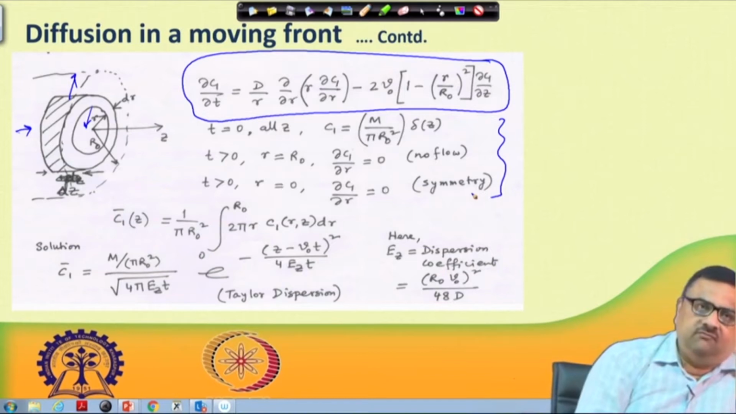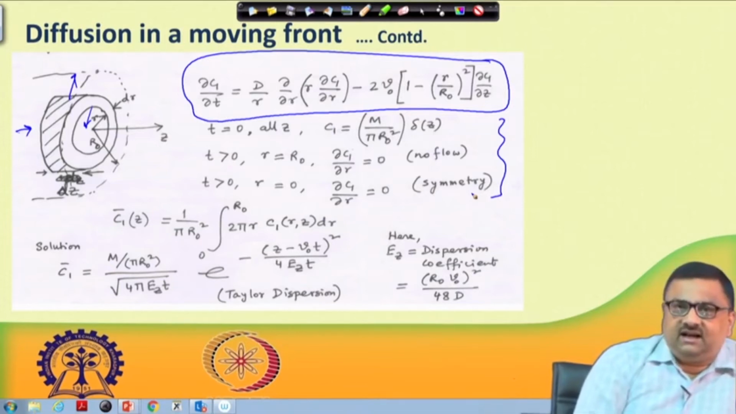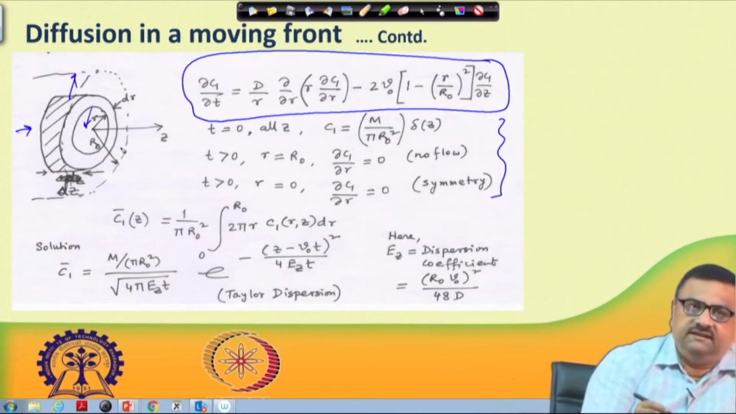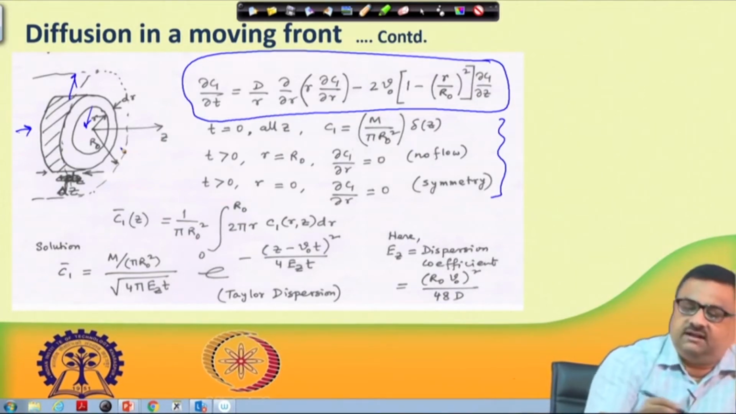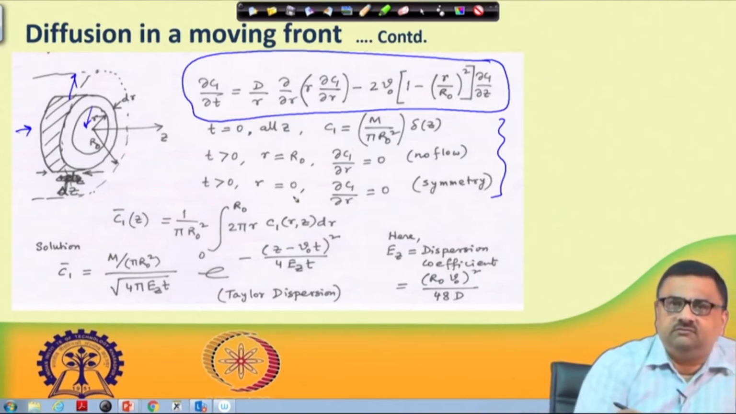At this time we must note one thing: when it comes to a capillary, what we see at the outlet is not the concentration as a function of r, as that is not possible for us to measure.